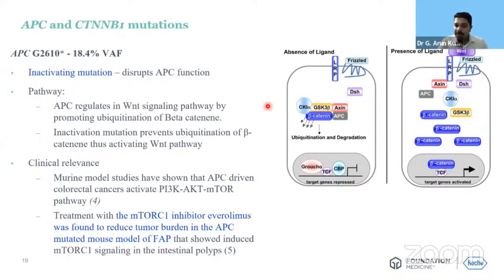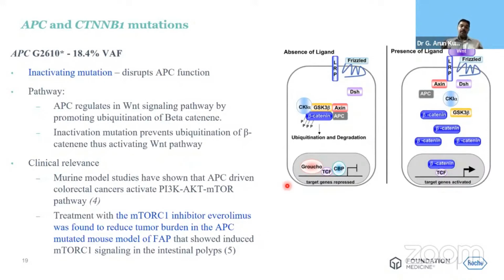Now, of course, we know the APC gene regulates the Wnt signaling pathway. Basically, the APC binds with beta-catenin and degrades the beta-catenin by ubiquitination. So when the APC is not binding with the beta-catenin, the Wnt signaling pathway activates. So what does this mean? Inactivation mutations in APC lead to activation of the Wnt signaling pathway.